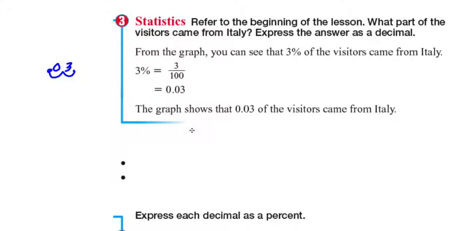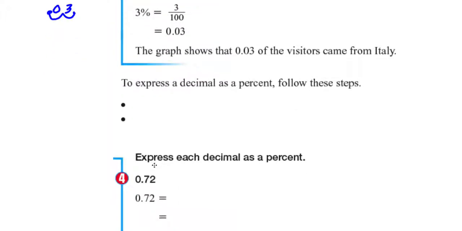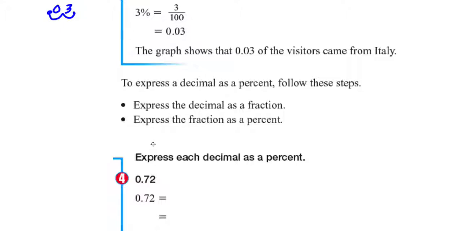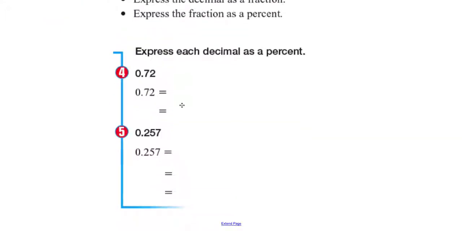Now let's express a decimal as a percent. Again, very easy. First, express the decimal as a fraction, and then express the fraction as a percent. Let's take a look at example number 4, 0.72. We want to express this as a fraction, 72 over 100. Why? Because you read this as 72 hundredths, because 2 is in the hundredths place, and that's why the fraction is 72 over 100.